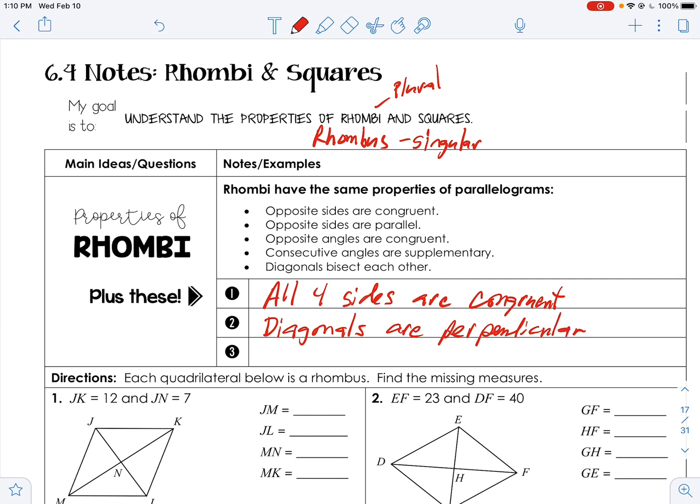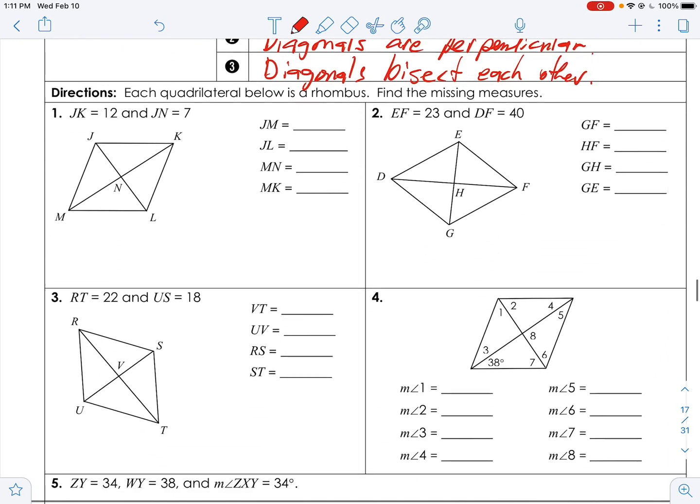All diagonals are perpendicular, and the diagonals bisect each other. So the diagonals are at 90 degrees, so that's something good to know. The diagonals bisect each other. That means they cut each other exactly in half, so that's also good to know.